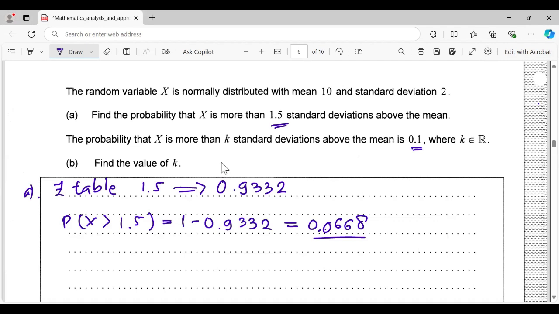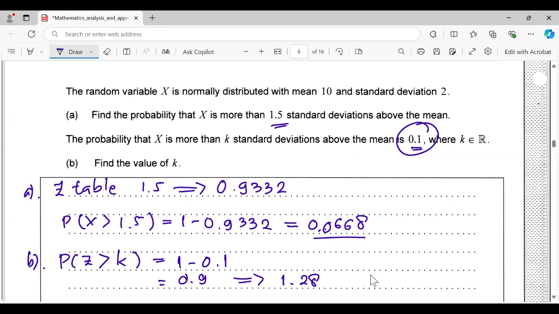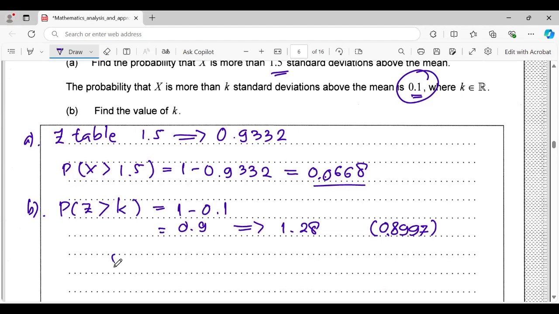The probability that x is more than k standard deviations above the mean is 0.1. The k element, real number. Find the value of k. Right. Also, through the Z table, the probability that Z greater than k is 1 minus 0.1. Because this is 0.1, so it is 0.9. In the Z table, 0.9, you can find on 1.28. And the number is 0.8997. So, Z table 1.28. So K equals 1.28.